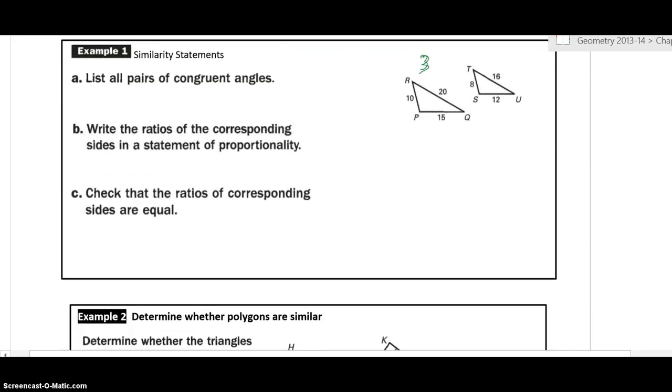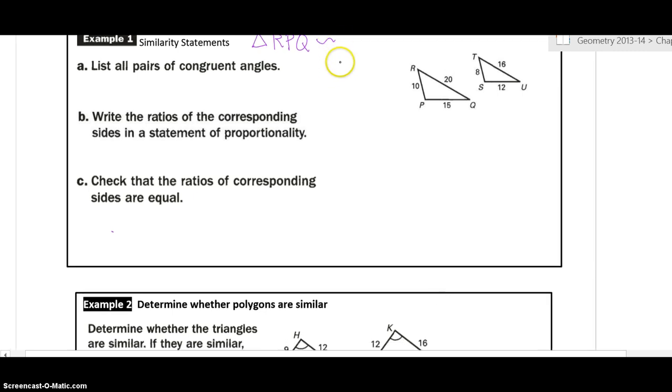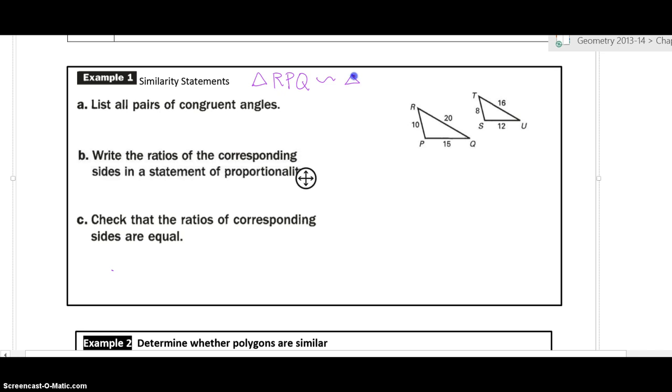In example number 1, it says to list all pairs of congruent angles. Okay, now before we can list all pairs of congruent angles, we need to know that these triangles are similar. So typically you will be given a similarity statement, which would be something like triangle RPQ is similar to triangle TSU. So notice this is the similarity symbol. That's the symbol for similarity.